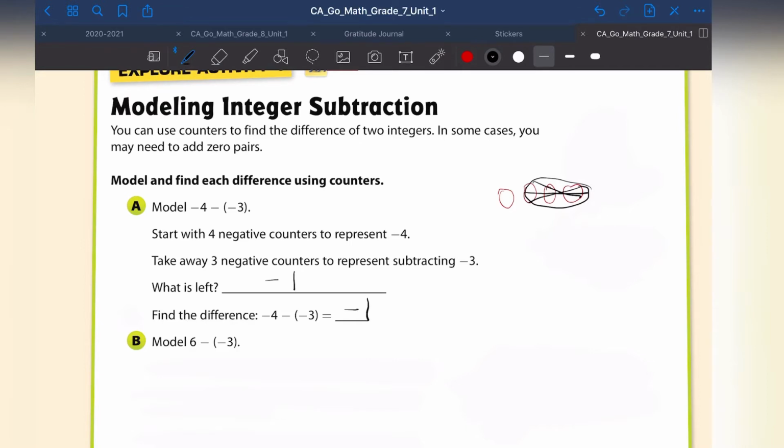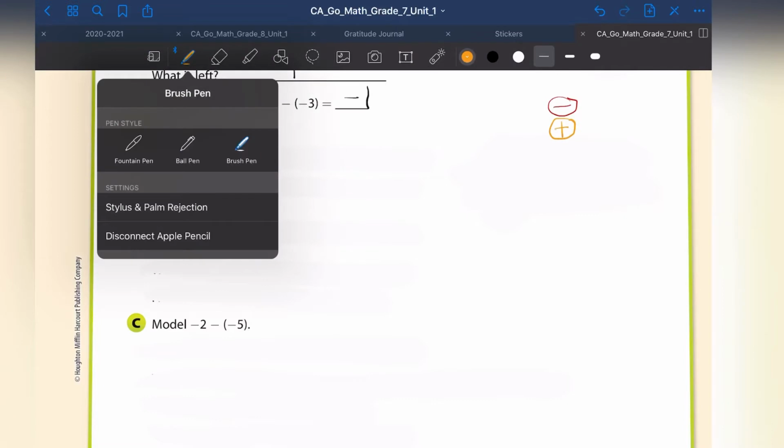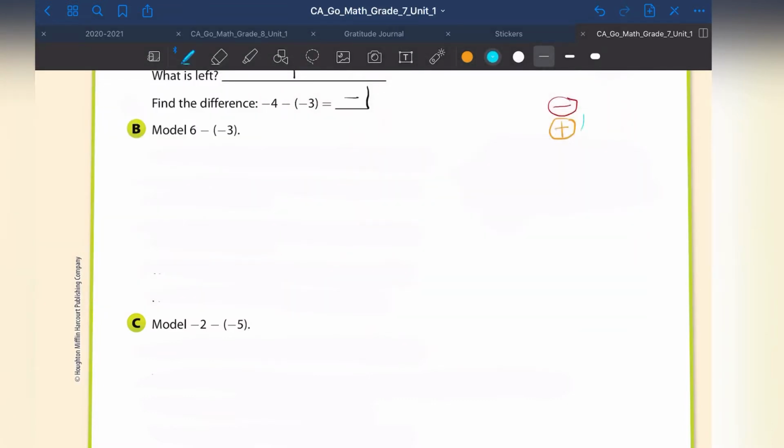That's pretty simple. But now we get into a situation where we are going to need 0 pairs. Now remember, a 0 pair is when you have a negative counter and a positive, and together they make a 0 pair. Because what we are saying is that negative 1 plus 1 equals 0. Okay, that's a 0 pair. And we are going to be adding 0 pairs to be able to find the difference.